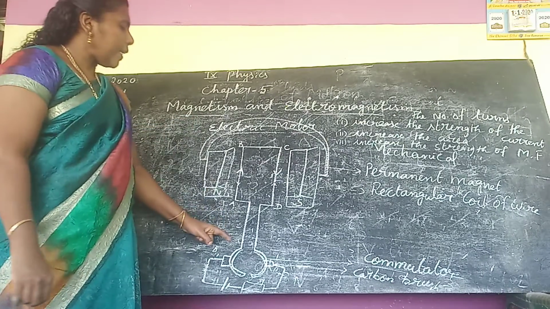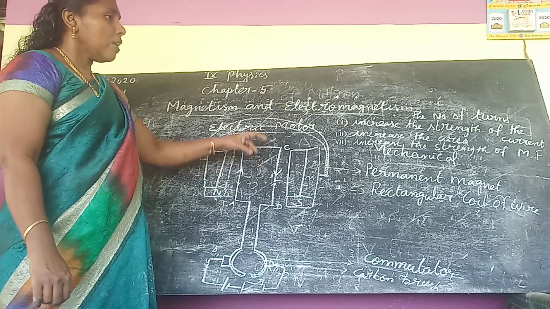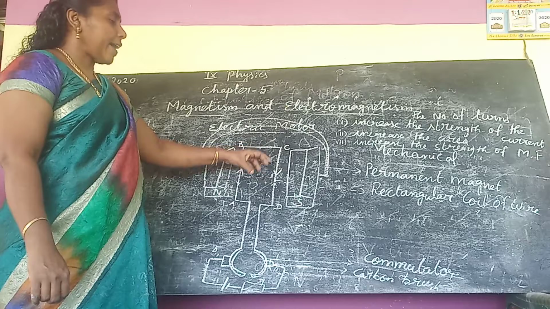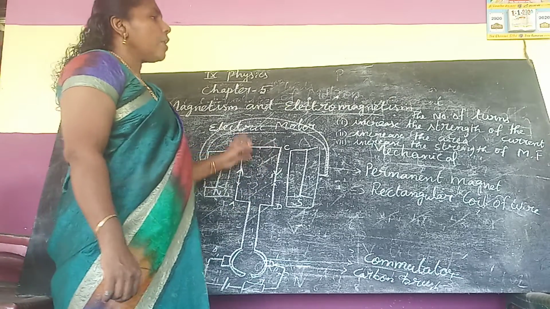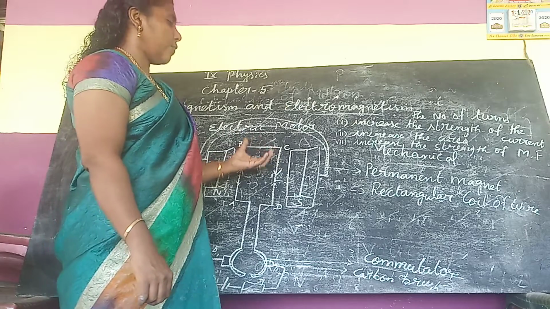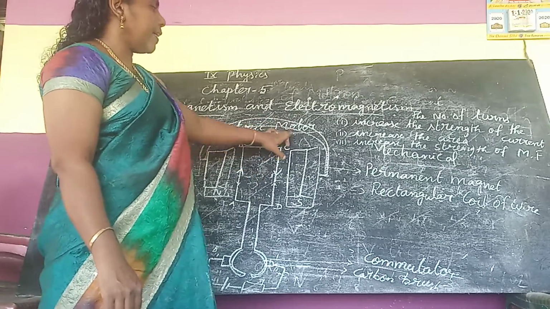When the current flows through a conductor, what happens? The force acts on the conductor. Because of the force, what happens? It will rotate. Which will rotate? The coil will rotate. So that principle is used in the electric motor.